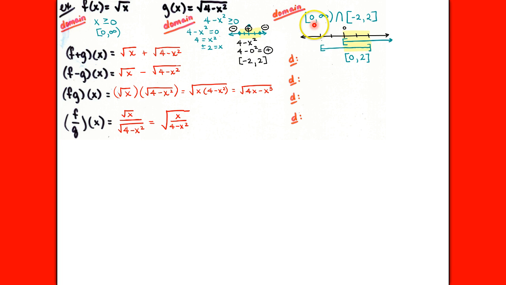So we had from 0 to infinity, that was 0 to infinity. We had from negative 2 to 2, so that was negative 2 to 2. And so this was the only place where they both existed, where they both overlapped, was 0 to 2. So that will be the domain of my sum, my difference, and my product. I'll need to reevaluate my quotient because remember the denominator can't equal 0, and so I'll have an extra component to consider for the quotient.